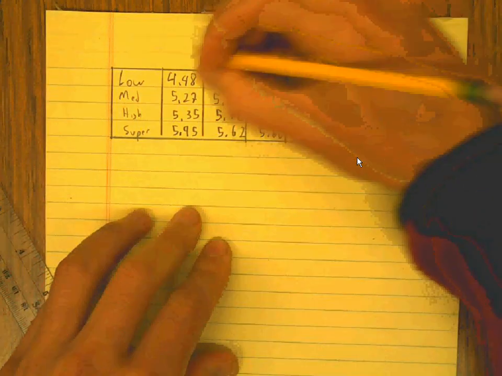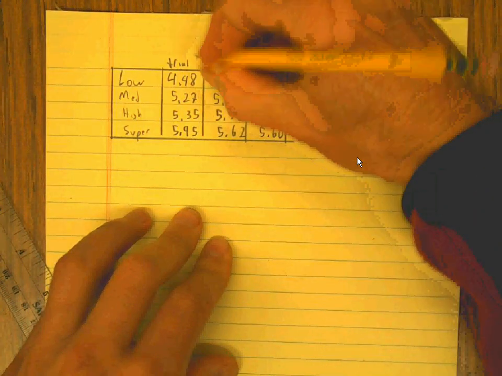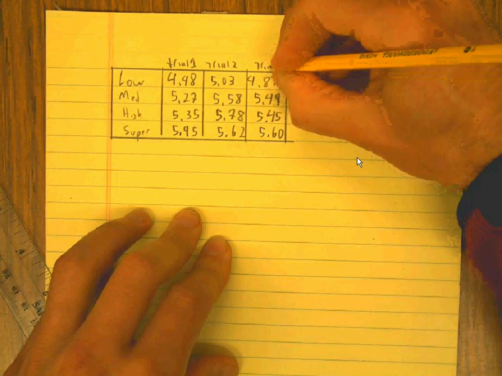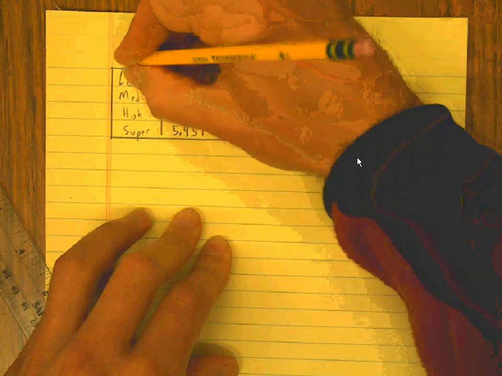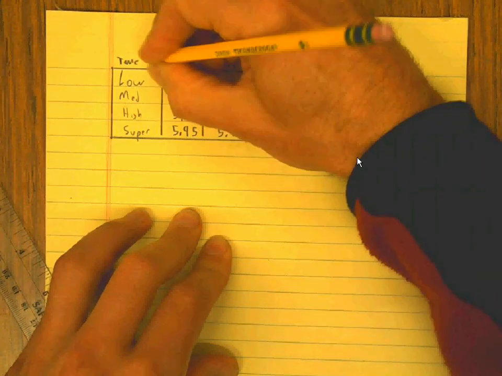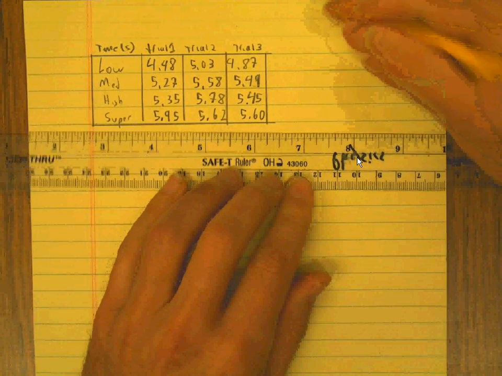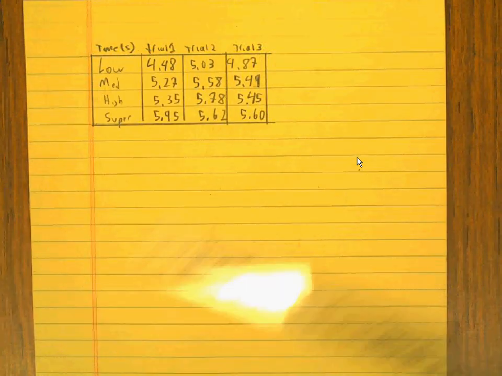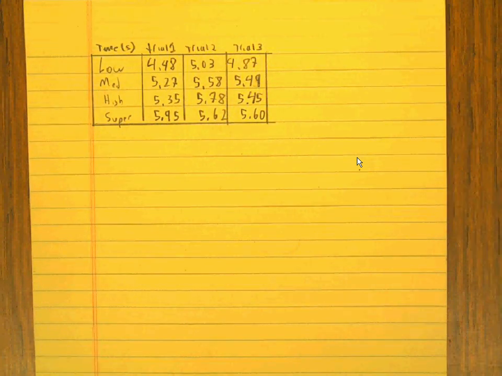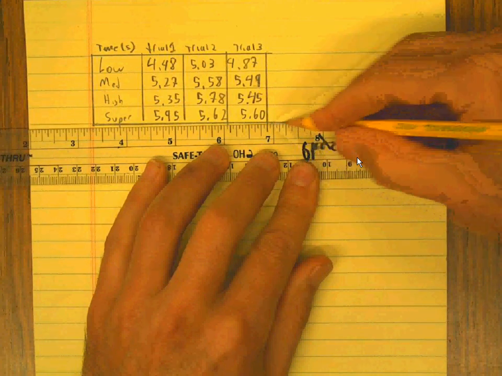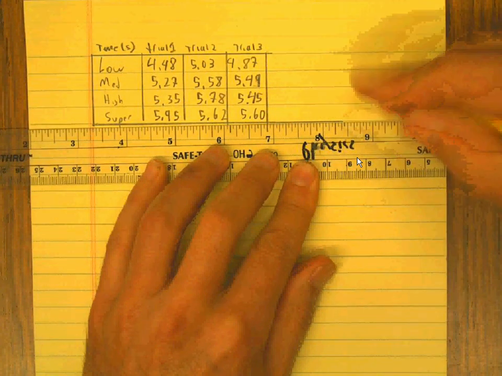This is trial 1, trial 2, 3, and then you could say time in seconds. Then what we're going to do is add on to this. We're going to figure out an average, and then the velocity and the uncertainty. But the first thing we're going to do here is figure out the uncertainty of the velocity.